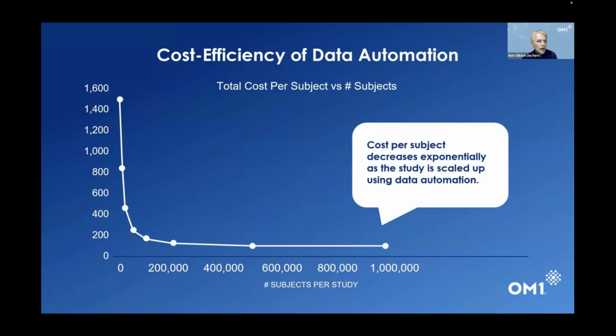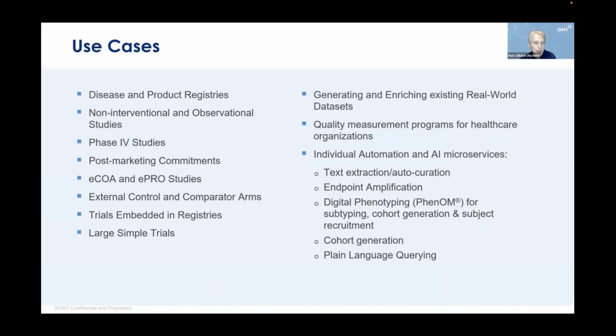And then as we scale up these studies, the costs drop dramatically, so that when we exceed 50,000 or 100,000 patients, we're getting into tens of dollars, not even hundreds of dollars, to run studies like this. So it's incredibly compelling what this type of infrastructure can do from a cost perspective. So what are the use cases that we are seeing and implementing for this type of program?